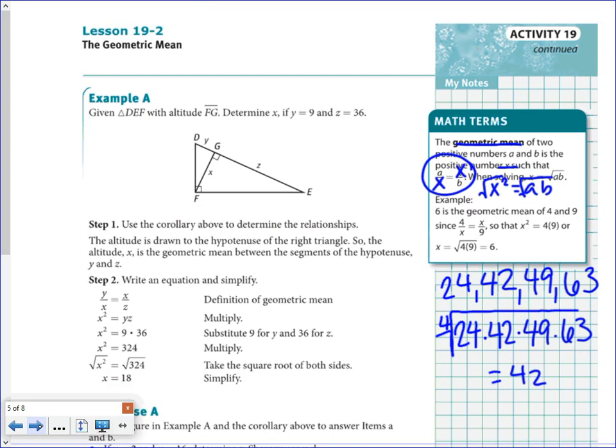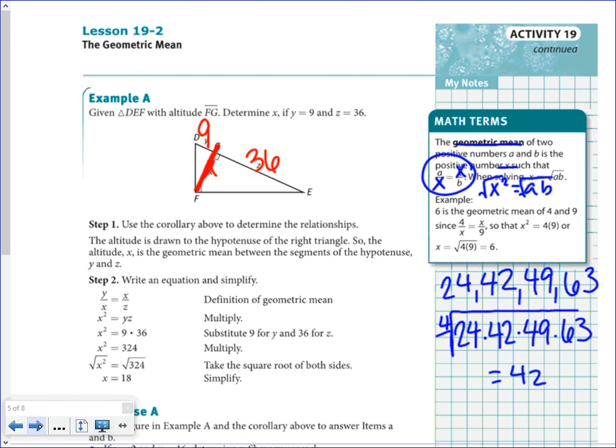They give us an example. So we have a right triangle with altitude FG. So that means that we have 3 similar triangles. And so they walk us through how to find X, given that Y is 9 and Z is 36. And so if you want to look at their work, you can. I'm going to try and explain it. So we're looking for X. We don't know what X is. We know that Y is 9 and Z is 36.